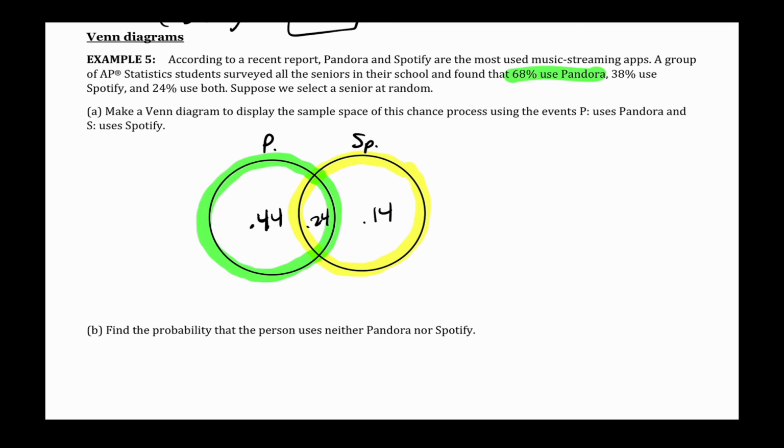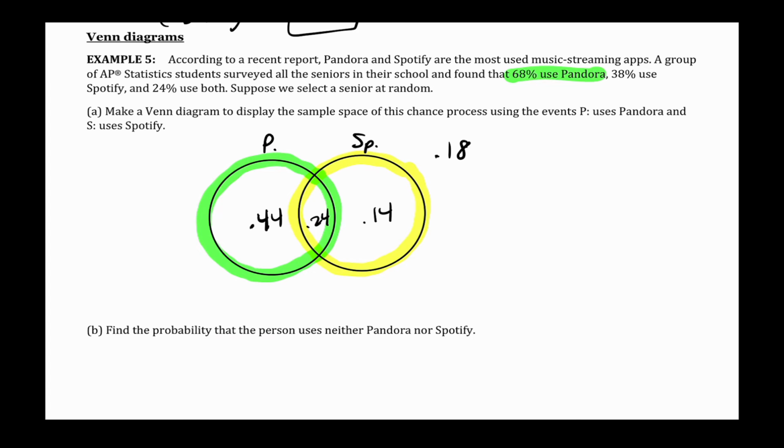People who don't listen to either. People who don't do either. So we put them on the outside. Now there's 100%. I know exactly where everyone is. 100% of the people. And that's the question for B, right?